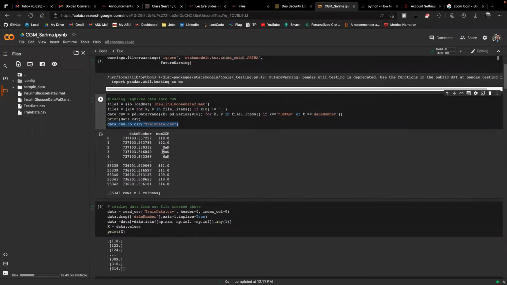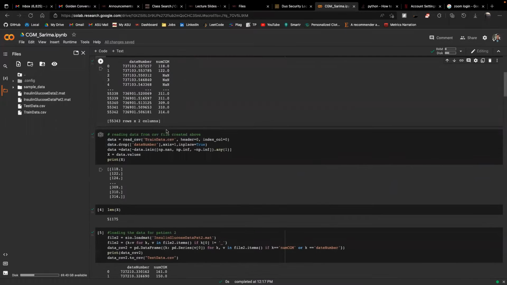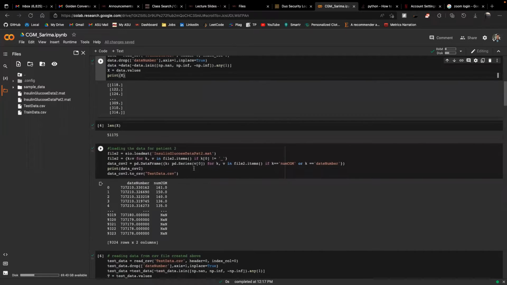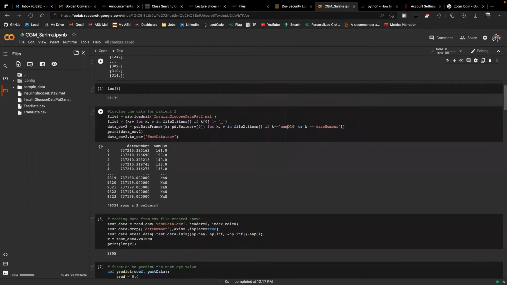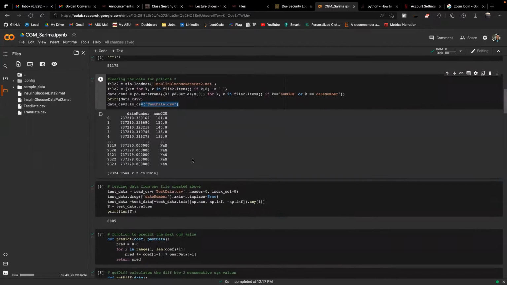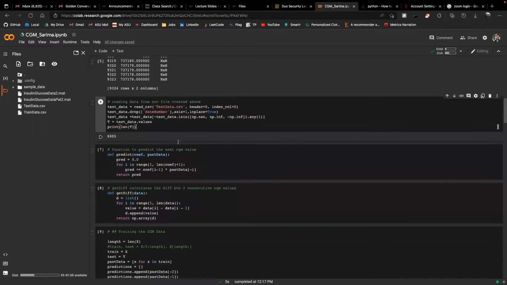As you can see here, there are some NaN values and infinite values in the num CGM array. So here we are removing those NaN and infinite values. Similarly, we are also loading the data from the patient2.mat file, which will be used as the test data. We are also taking the num CGM value and date number here and pushing it into a test data.csv file. Here also we are removing the NaN and infinite values from the test data.